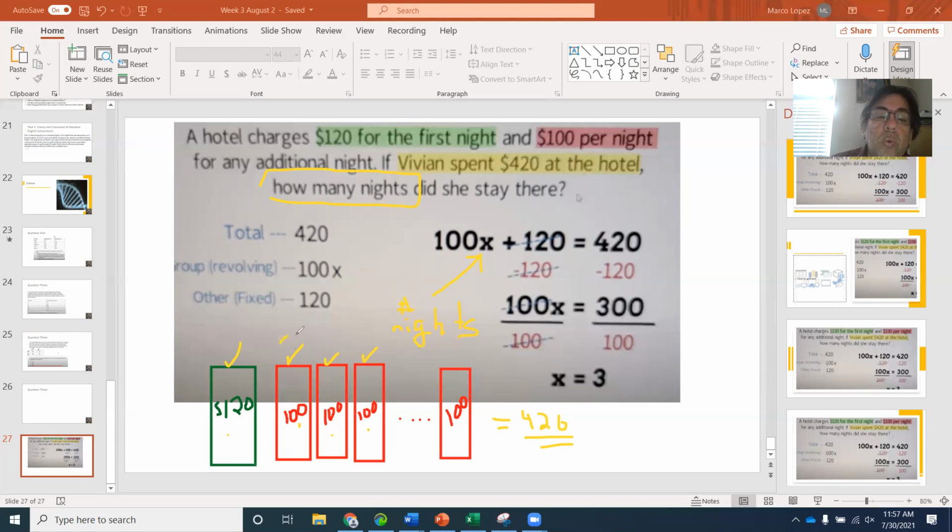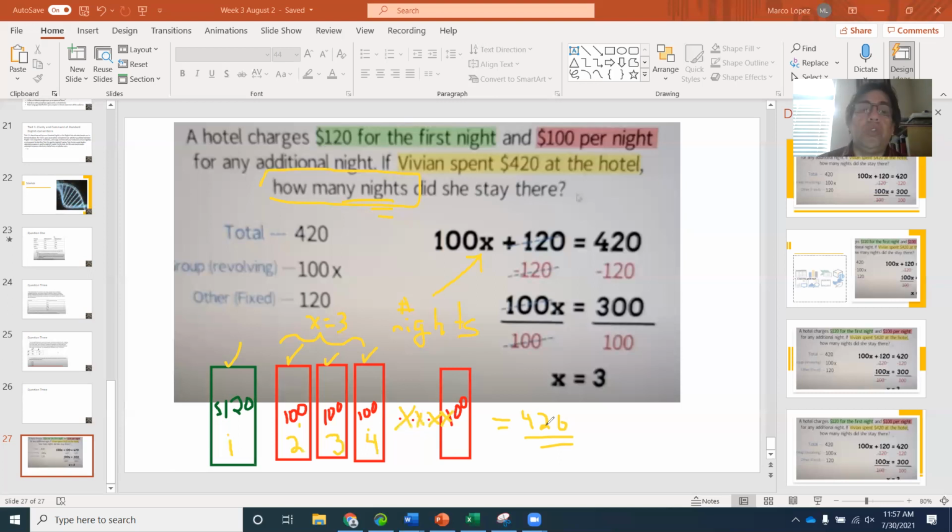See, 3 was the number of additional nights. X was equal to 3, but that's not our answer. Because the question is, how many nights did she stay? The question is not how many additional nights did she stay. She stayed 1, 2, 3, 4 nights. And anything after that really doesn't count because that already goes over the $420. So now that's one approach.